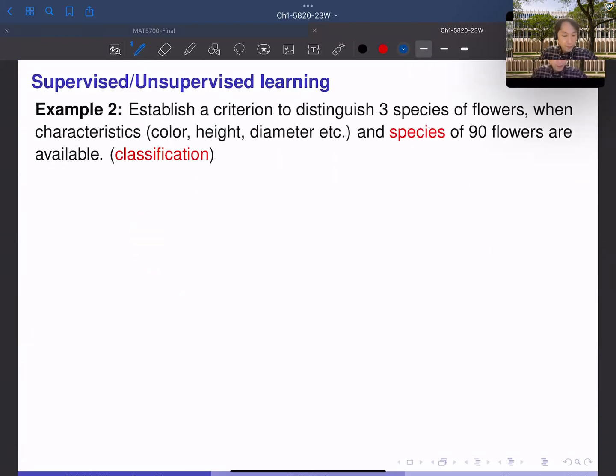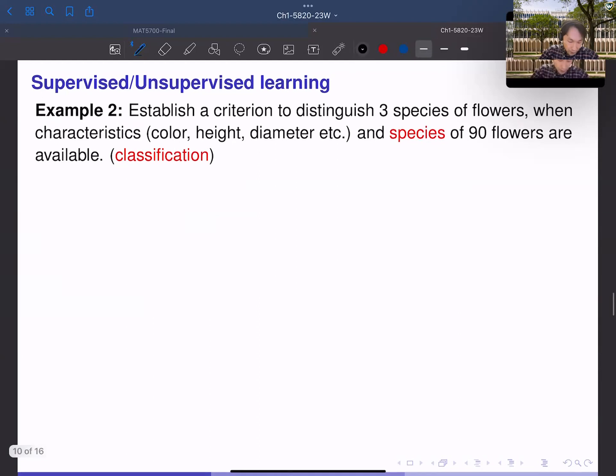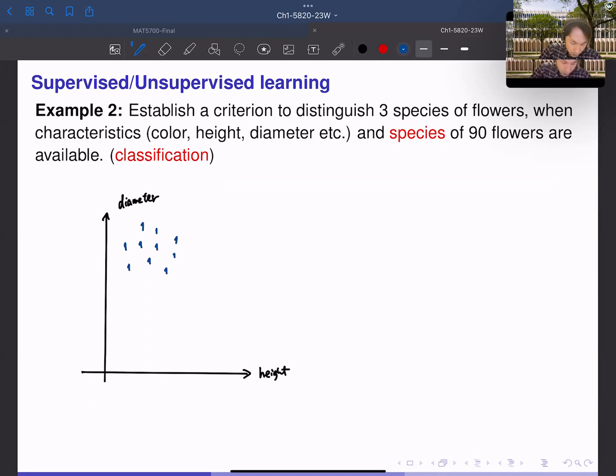And another example of supervised learning. Example 2: to establish a criterion to distinguish the 3 species of flowers when characteristics such as color, height, and diameter are given. In this case, the problem is called classification. Suppose, for simplicity, that we only have 2 factors, the height of the flower and the diameter of the flower. And we have 3 species. Maybe species 1 we have here, but species 2 has different characteristics, so observations are around here. And species 3 we have around here.